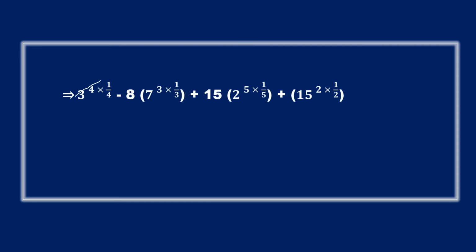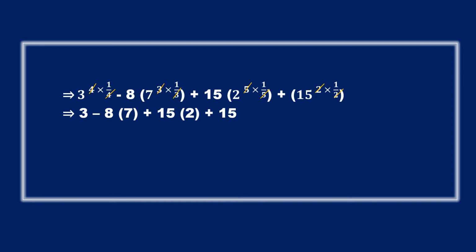Now I can cancel this 4 and 4, here 3 and 3, and the 5s and 2 here, because one is in the numerator and the other in the denominator, right? So I can cancel all this. So after cancellation you will get it this way. 3 power 1 means 3. Next 8 into 7 power 1, so it will be 7 only. Next 15 into 2 power 1 will be 2 only. Next here only 15, so I can write 15.